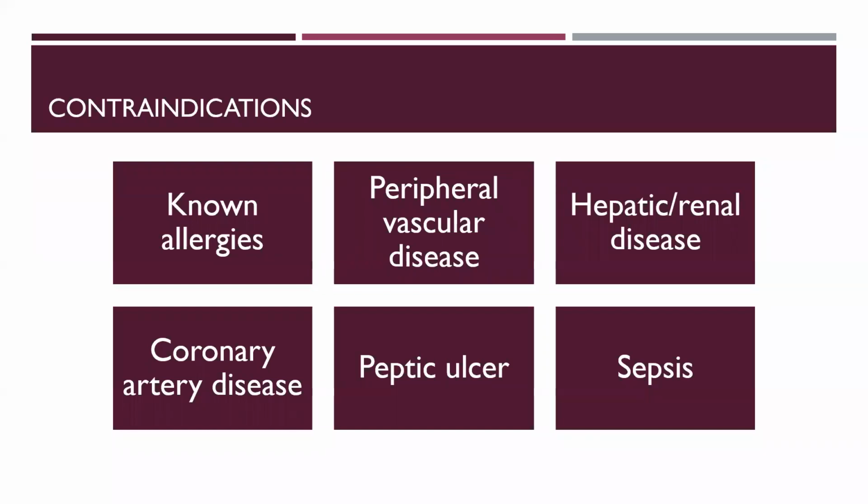Some of our contraindications would be things like known allergies, coronary artery disease, peptic ulcers, sepsis, hepatic and renal disease, and peripheral vascular disease. With peripheral vascular disease, if you think about it, the main concern is getting that blood flow. So if I'm giving them a medication that's going to decrease blood flow, that's why it would be contraindicated, because all of these have a reason why they're contraindicated.